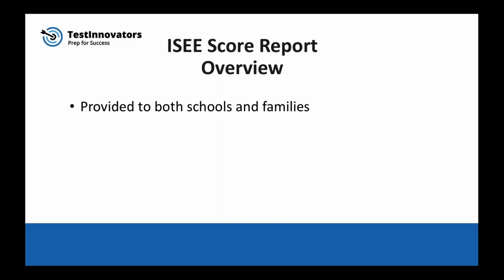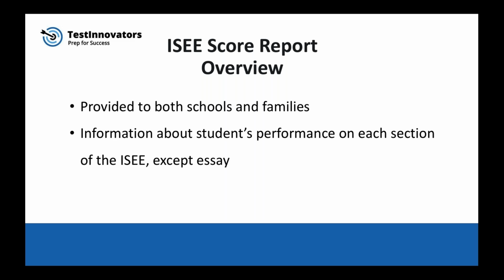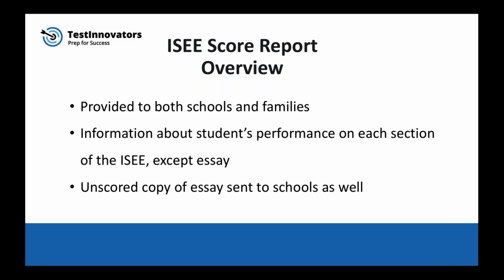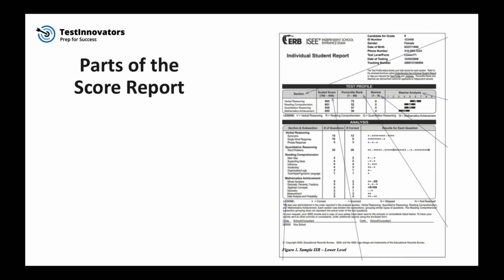So let's get started. First of all, the ISEE score report includes all the information that is provided to you and to the schools after taking the test. It includes information about performance on each section of the ISEE except for the essay. The essay is unscored, and so an unscored copy of the essay is also sent to the schools. The score report looks like this, if you can see the image there, and it's broken down into two parts. There's the test profile section at the top, and then the analysis section at the bottom, and we're going to talk through each of these sections.